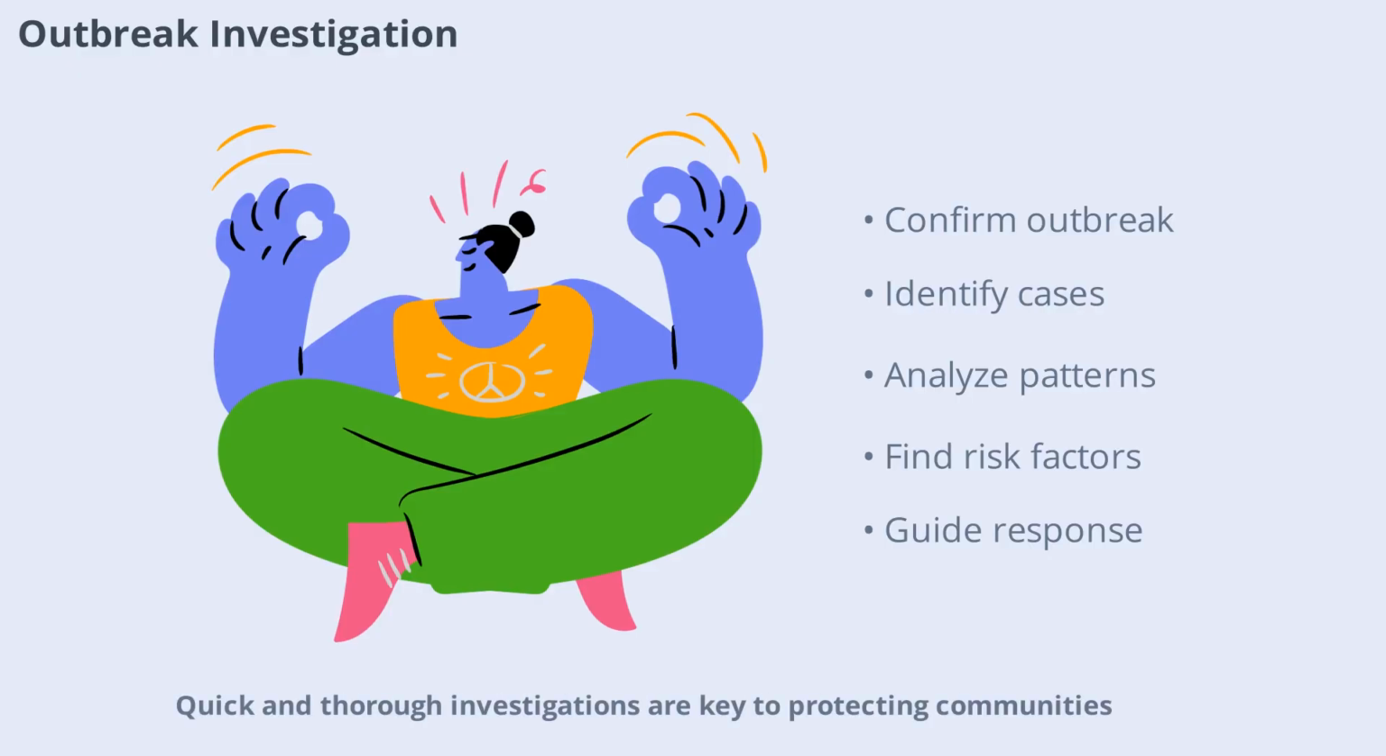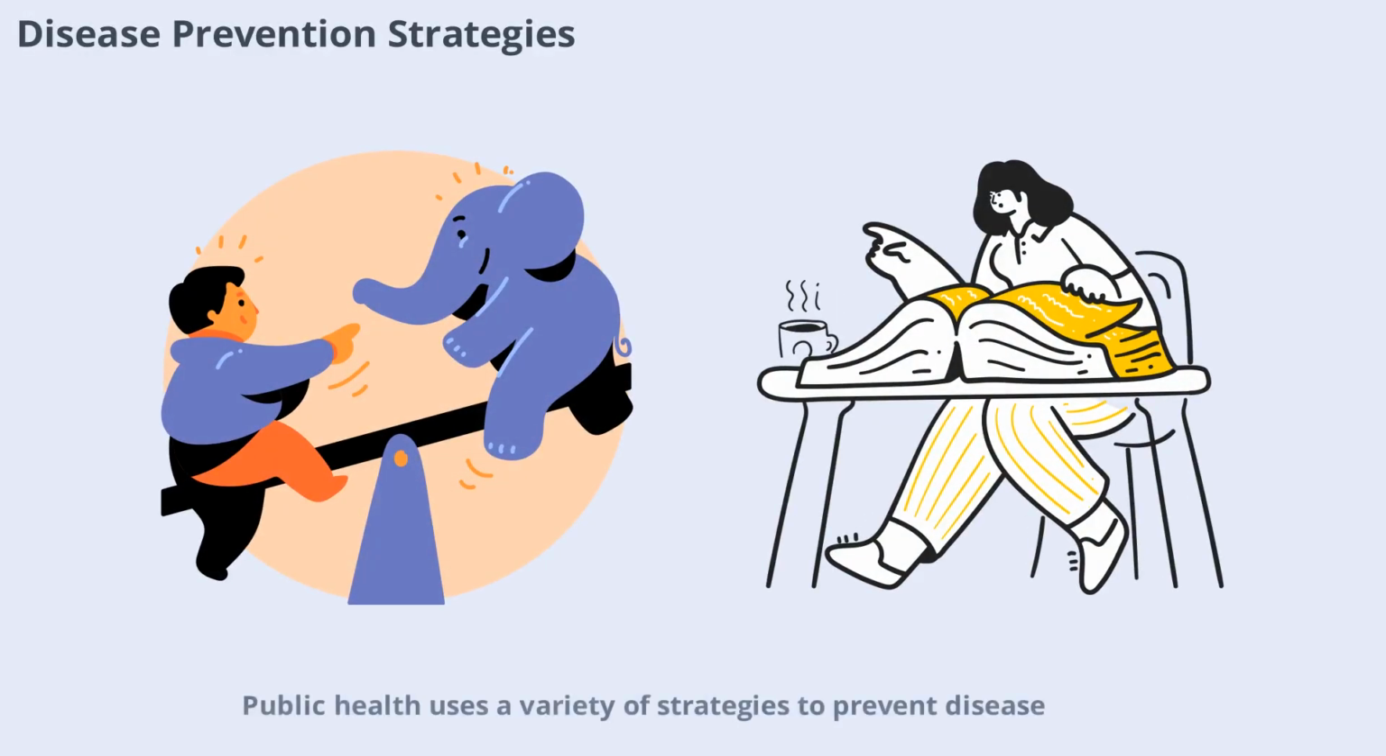Quick and thorough investigations are key to protecting communities. Public health uses a variety of strategies to prevent disease, from promoting healthy behaviors to implementing vaccination programs. Prevention can be primary, like stopping a disease before it starts, secondary, like early detection through screening, or tertiary, like managing symptoms to prevent complications. These strategies work together to reduce the burden of illness and improve quality of life for everyone.